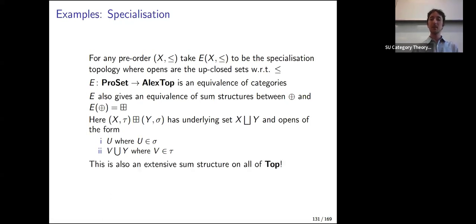And it turns out that this doesn't just work for Alexandrov spaces. This is also a sum-extensive structure for all topological spaces, which is a bit weird. I thought the proof was simple, but then I found mistakes, and it wasn't so simple.